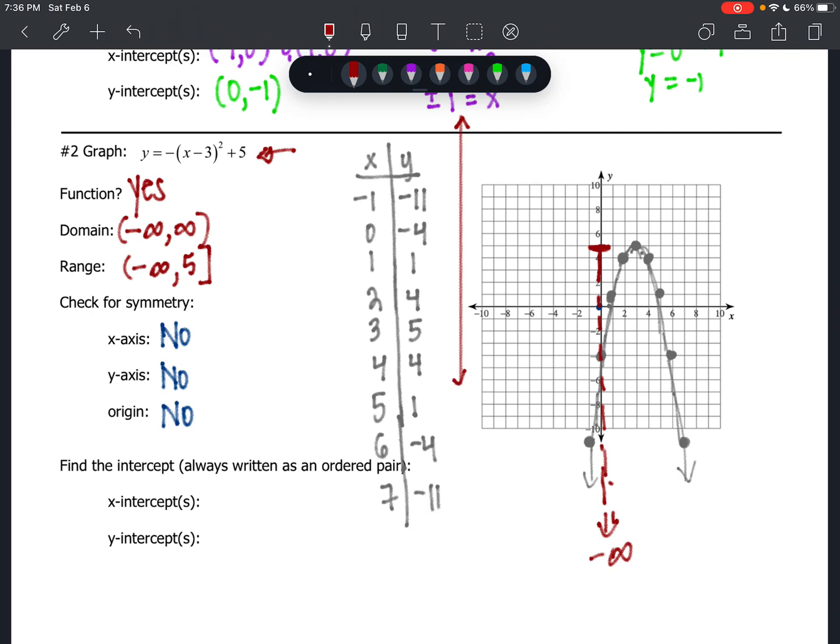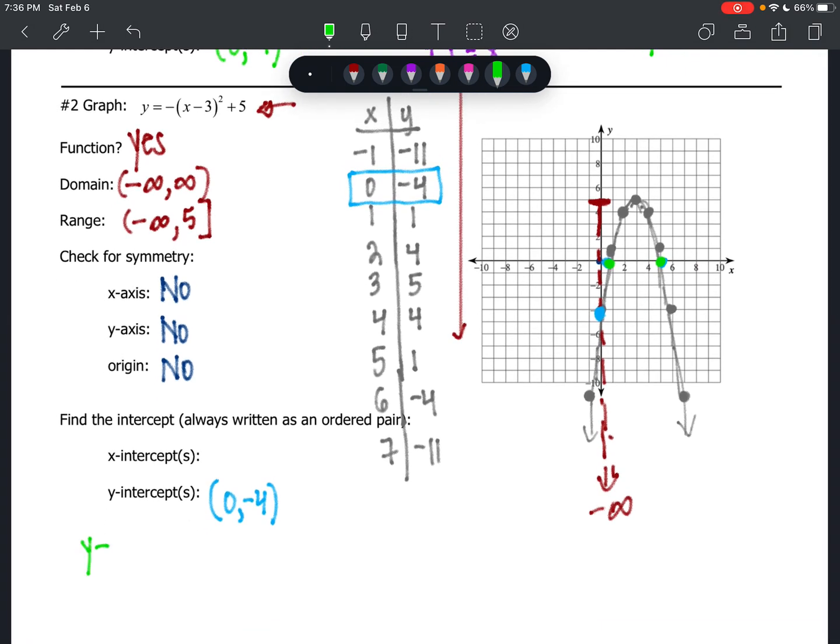And now, what are the intercepts? This is going to be a little tricky because it looks like there's an x-intercept right there, and a y-intercept right here. I believe the y-intercept is going to happen when x is 0. So there we go. We already found that. That's 0, negative 4. Let's try and find those x-intercepts. So these are the x-intercepts right here.